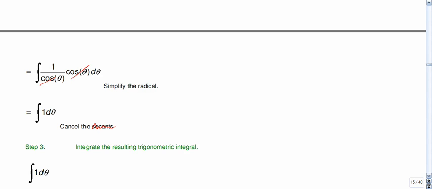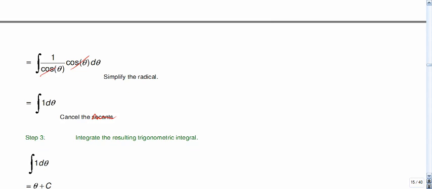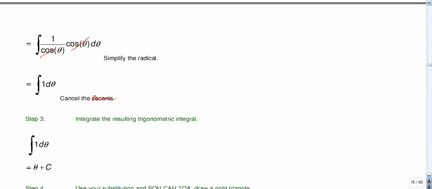Now I'm going to integrate the resulting trigonometric integral. Now be careful here. Many of you are probably saying, oh, I know the antiderivative of 1, it's 1x. Well, I don't have an x this time, I have thetas. So the antiderivative of 1 d theta is theta. So my antiderivative will be theta plus c.